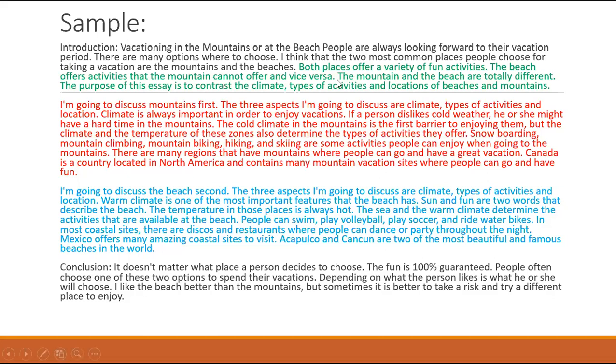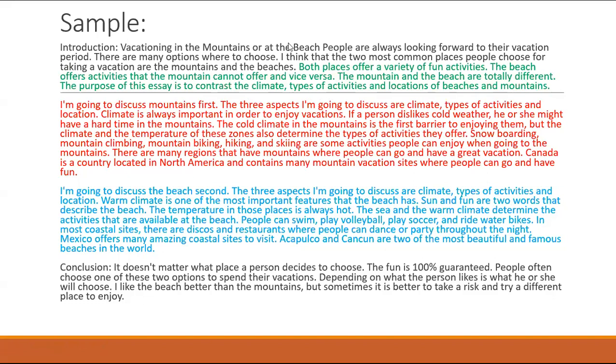So let's read the thesis statement. Both places offer a variety of fun activities. The beach offers activity that the mountain cannot offer, and vice versa. The mountain and the beach are totally different. The purpose of this essay is to contrast the climate, types of activities, and locations of the beaches and mountains. See, here they are giving a clear instruction for the reader about what they are expected to read in the essay further, right?